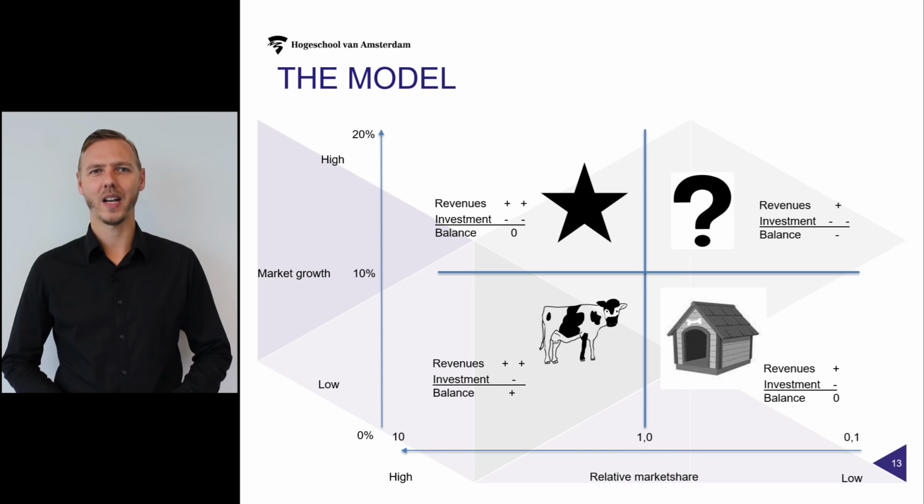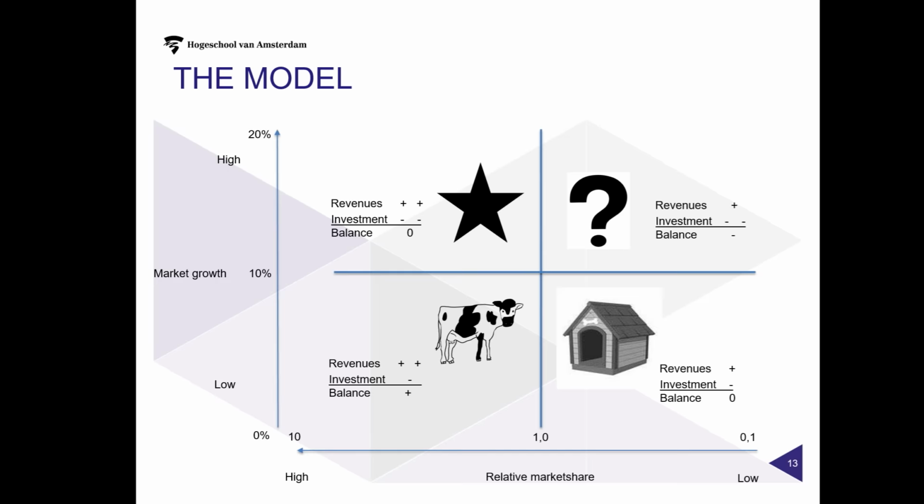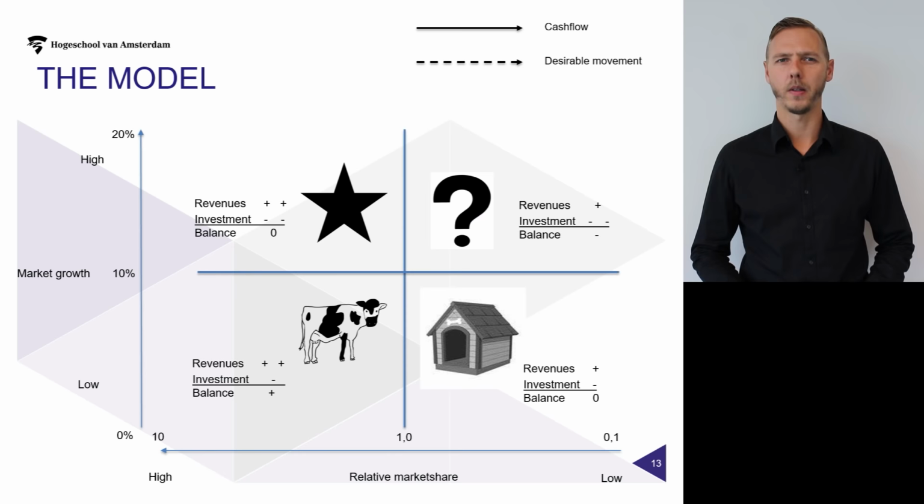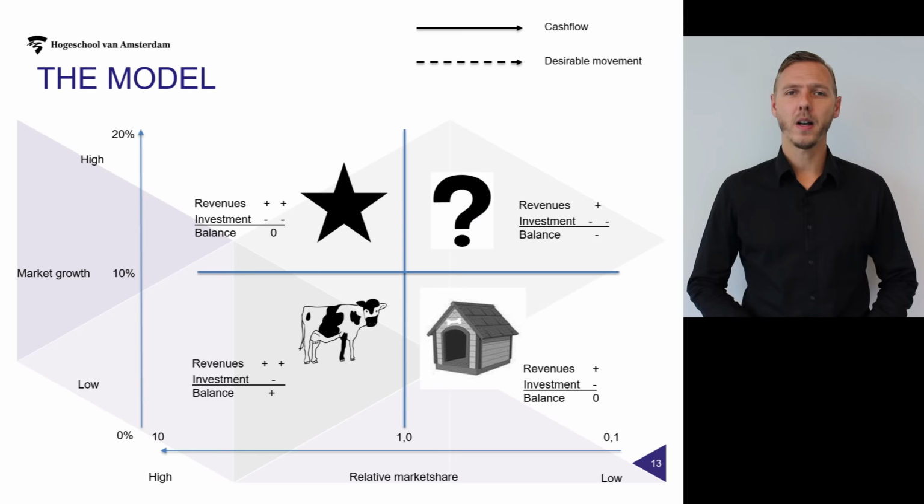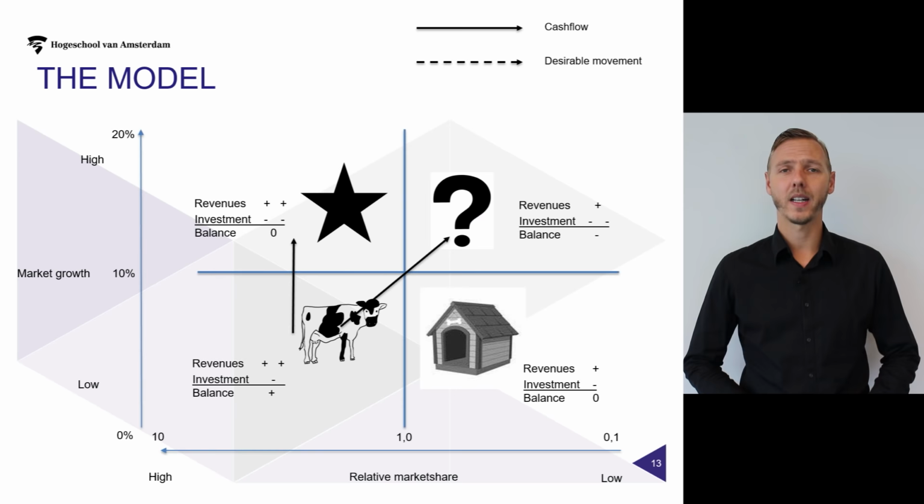Now, how do we invest the money? What's the combination of these four items? Let me tell you. You see in the graph on the top is a legend and it tells you that the black arrow is the cash flow. So this is which way the money goes. And the dashed line is your desired movement, let's call it that. So the money of the cash cows obviously goes to the question marks and to the stars. This is where the cash flow goes.